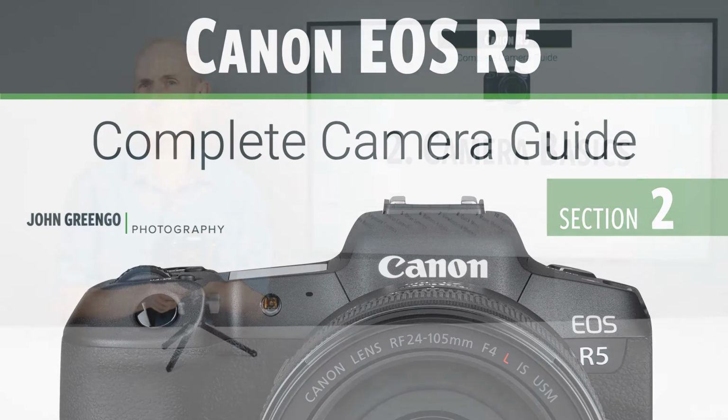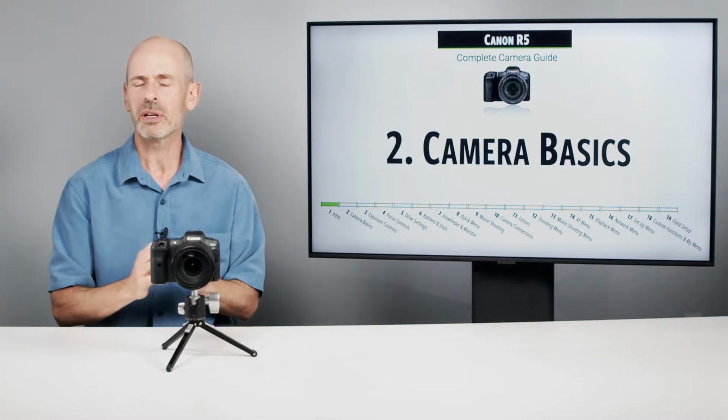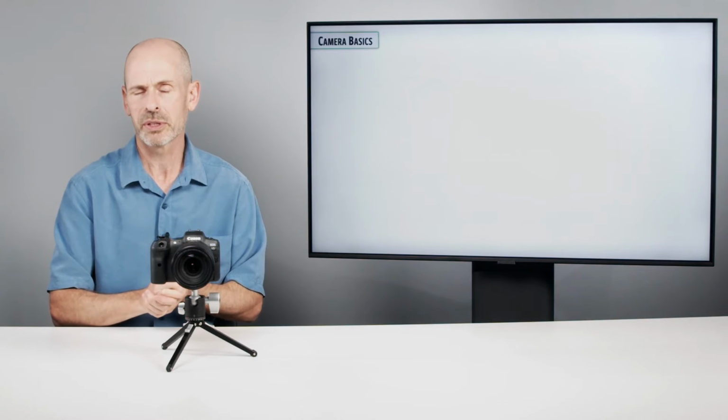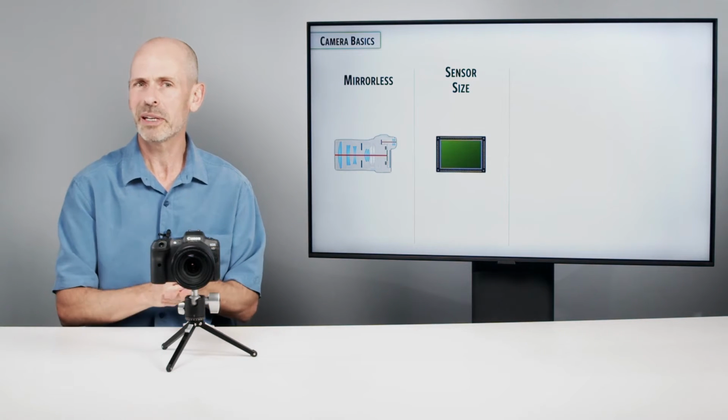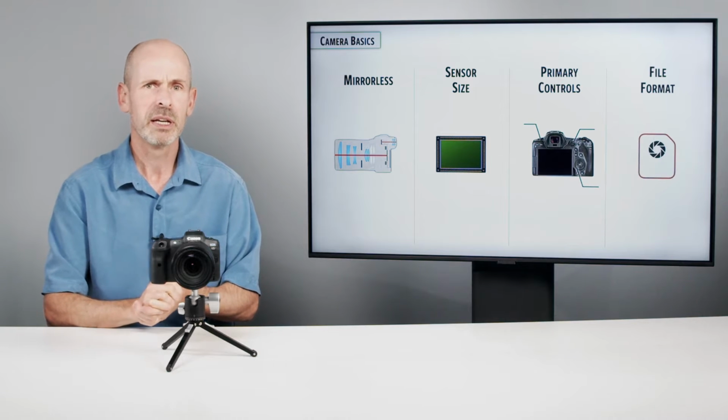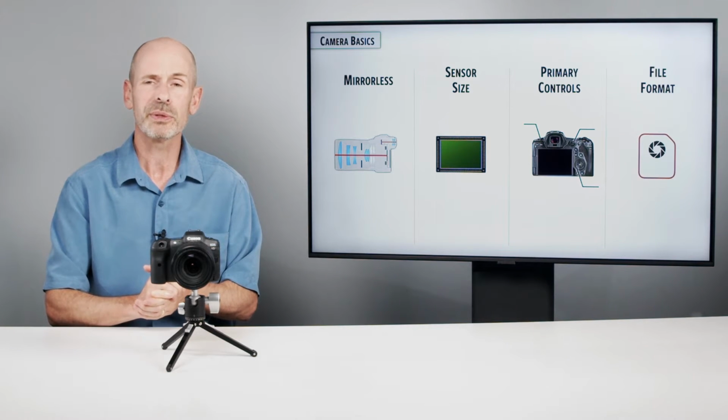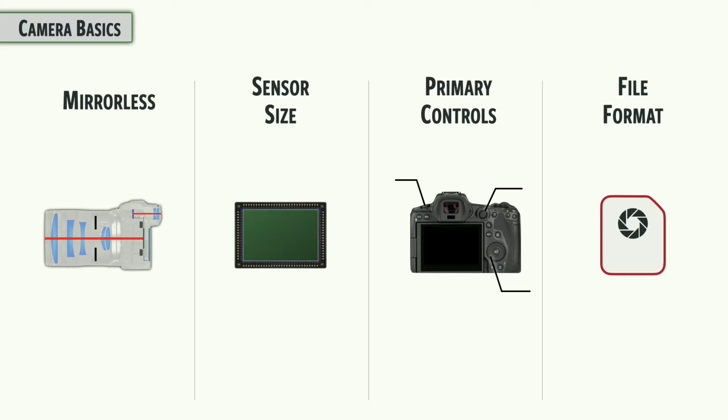Here in CameraBasics, we're going to look at a few simple things, but also a few important things. We'll talk for just a quick minute about what type of camera and the sensor in it. Then we're going to look at the primary controls and the file format, one of the most important settings you can make on the camera.